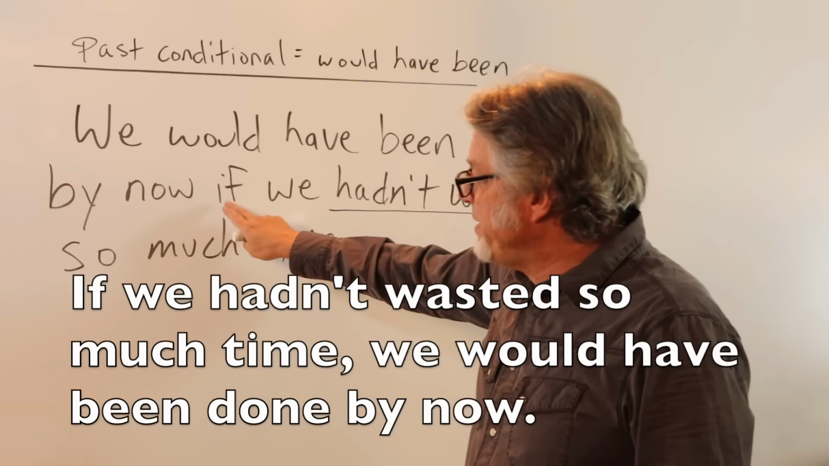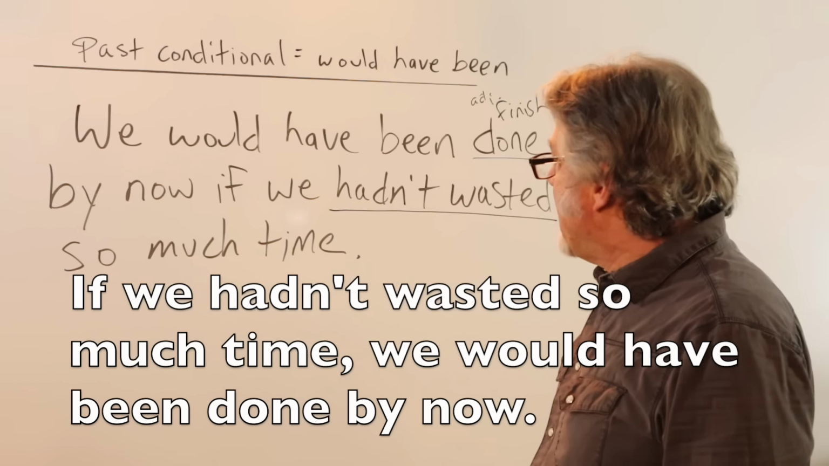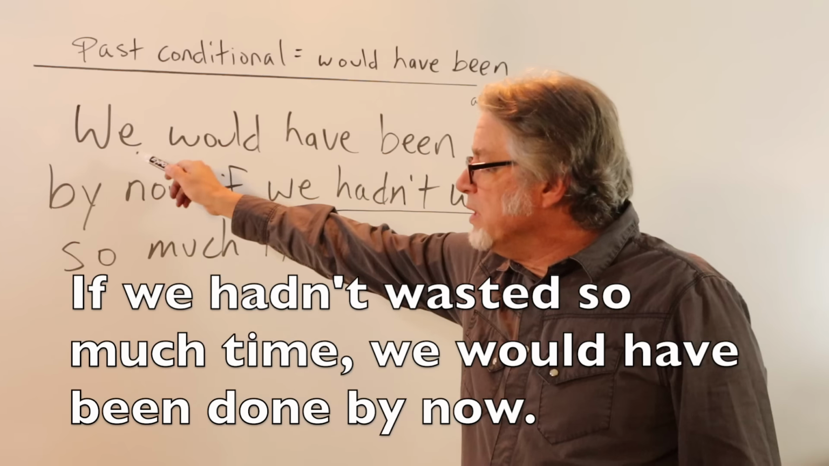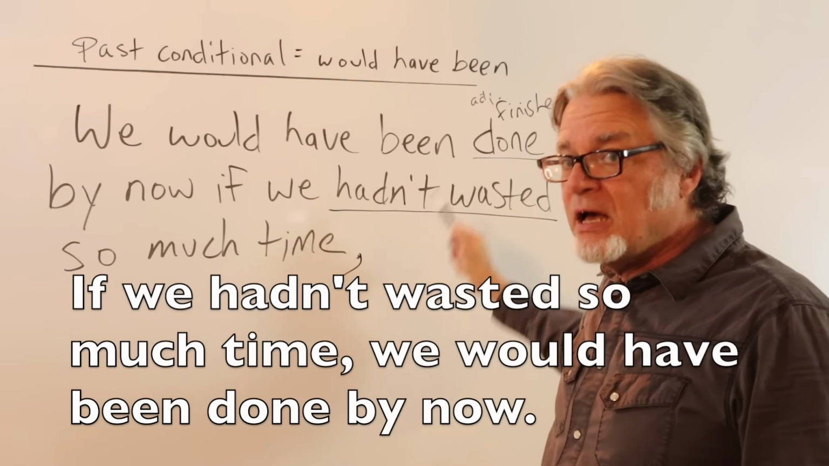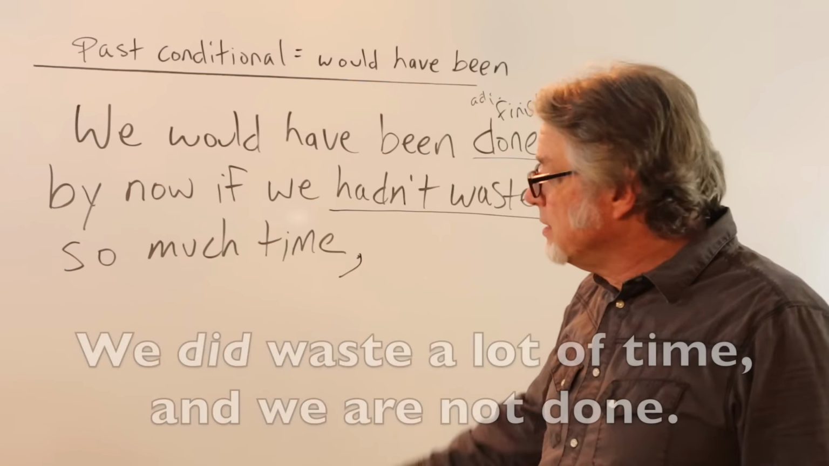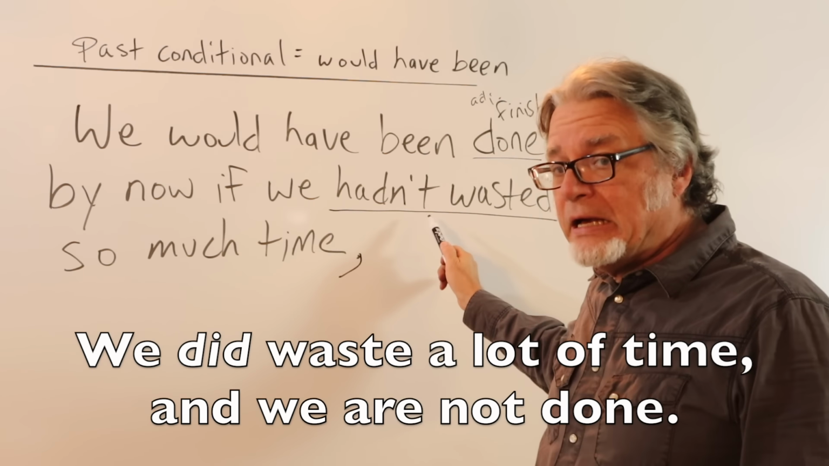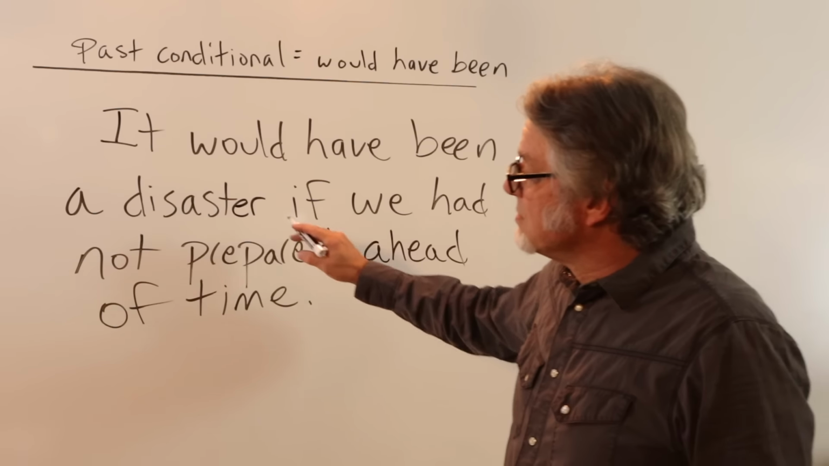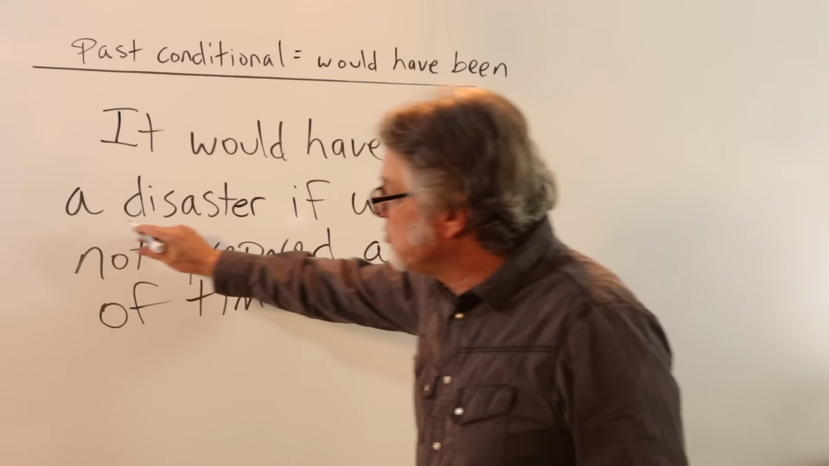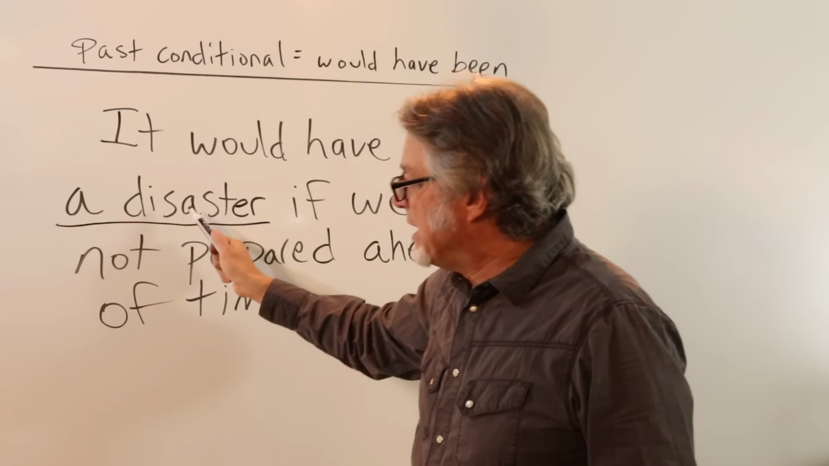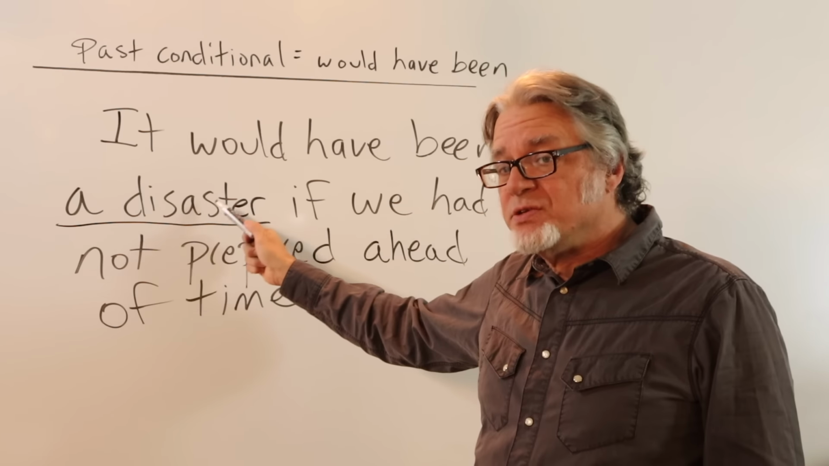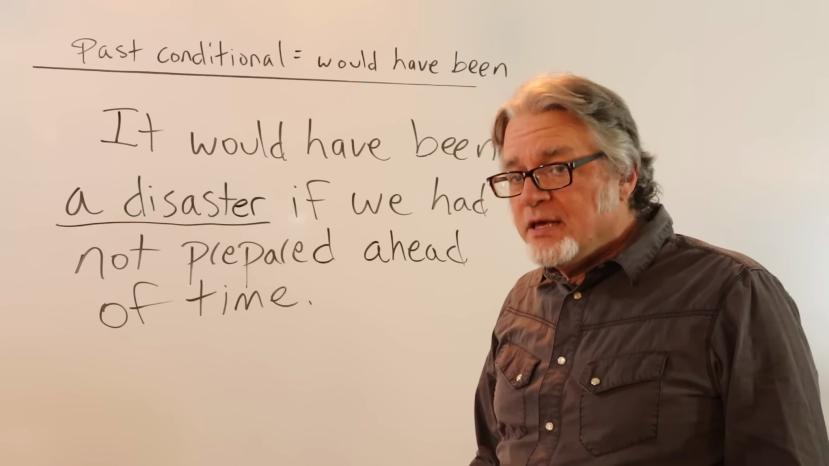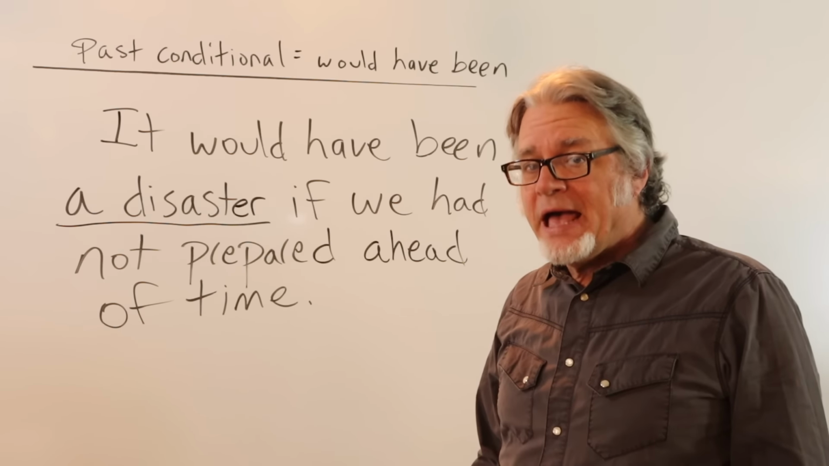Or begin with "if" and say, if we hadn't wasted so much time, and then there'd be a comma, we would have been done by now. But we did waste a lot of time, and we are not done. In this sentence, "would have been" is followed by a noun, a disaster. This is a bad situation. It would have been a disaster if we had not prepared ahead of time.